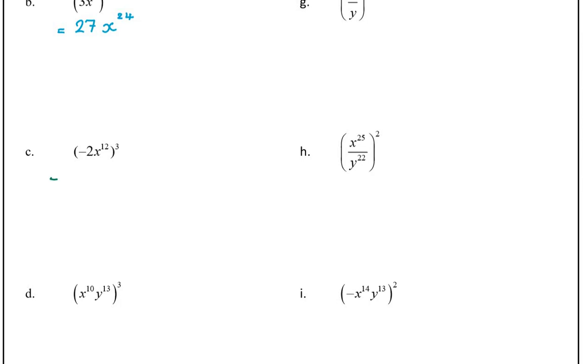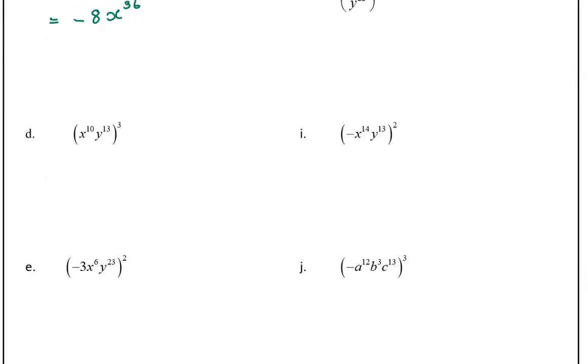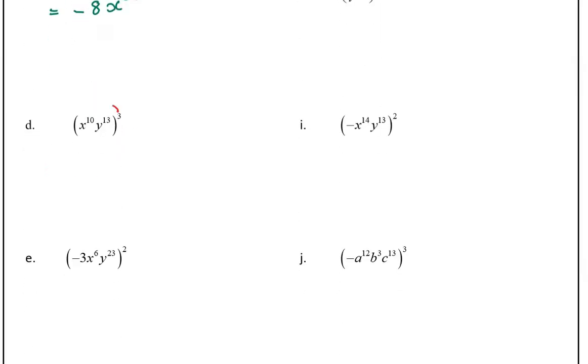Next one, be careful of the negative. This is negative 2 cubed, so it's technically a negative times a negative times a negative, which is negative. 2 cubed is 8, not 2 times 3. When I raise the power to another power, I multiply. Right, distribution, when I raise a power to another power, I multiply, x to the power of 30.